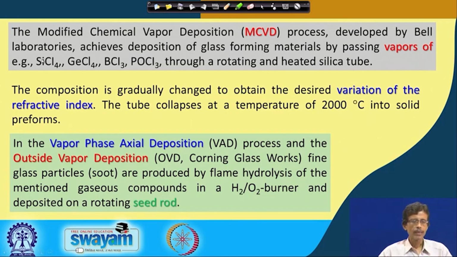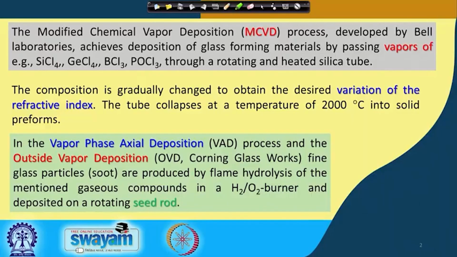So we can have compounds starting from silicon tetrachloride to POCl3, in the gaseous state, fed into a hydrogen-oxygen burner. The burner mixes the two gases, hydrogen and oxygen, and the material can be deposited on a rotating seed rod. If you have a seed rod, it can be made of pure glass material, which is then coated with all these materials in the vapor state. So that gives you all these chemical vapor deposition techniques. Different types of chemical vapor deposition technique can be used to get very high quality glass fibers.